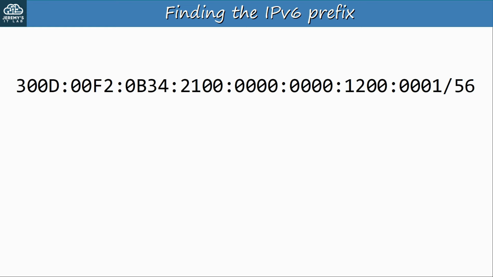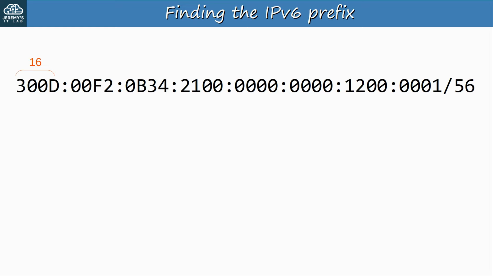Even if the prefix length isn't /64, if the prefix length is a multiple of 4, it's easy to find the prefix. Why is that? It's because each hexadecimal character is 4 bits. 56 is a multiple of 4, so let me show you how to find the prefix of this IPv6 address.